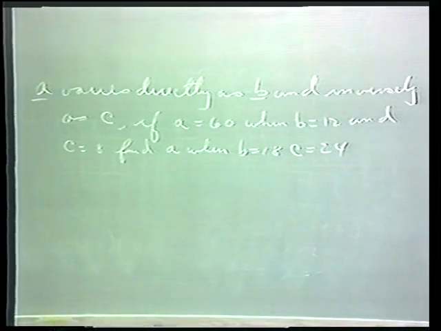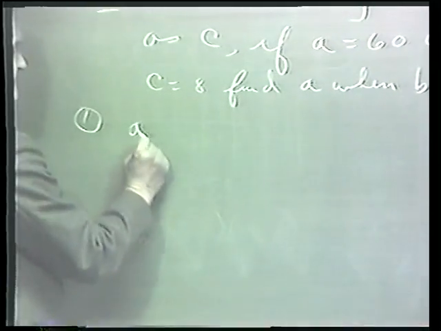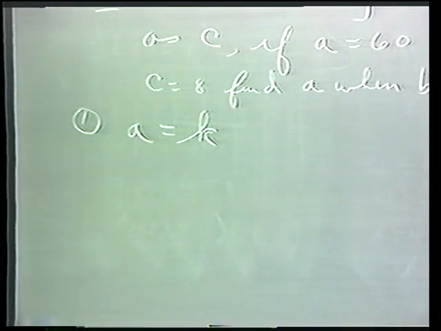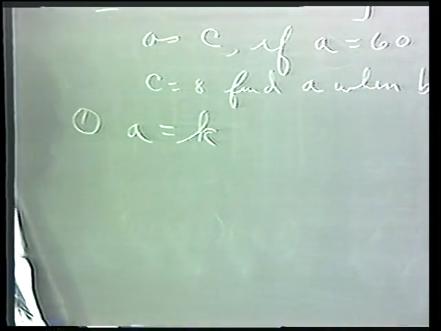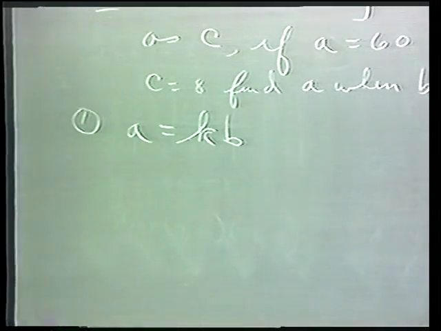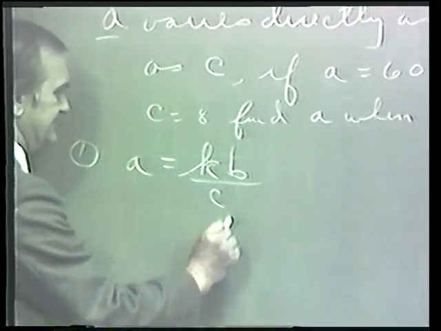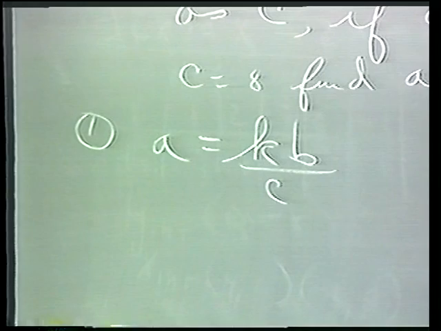Now, in a variation problem, the first step is to set up the equation. Well, it says A varies. That means A is equal to K. Directly. That means what follows this word appears in the numerator of our equation. Directly as B, so we have KB. And inversely, that means we're going to have a denominator, as C. So this is our formula: A is equal to KB over C.